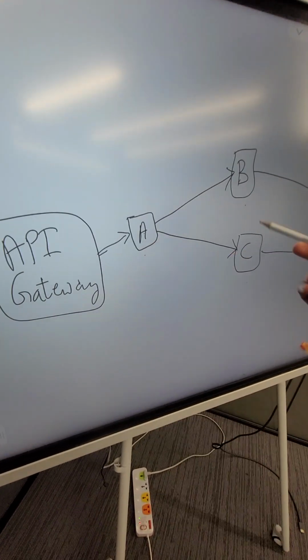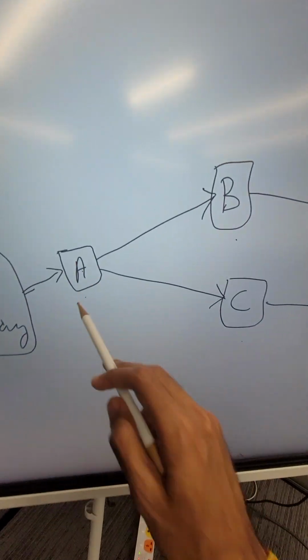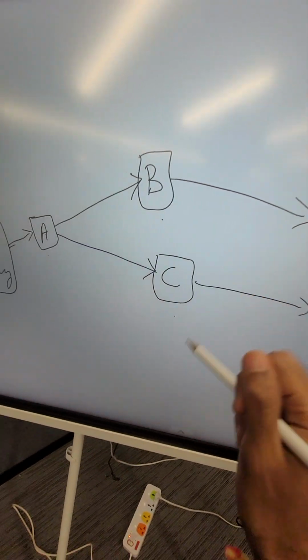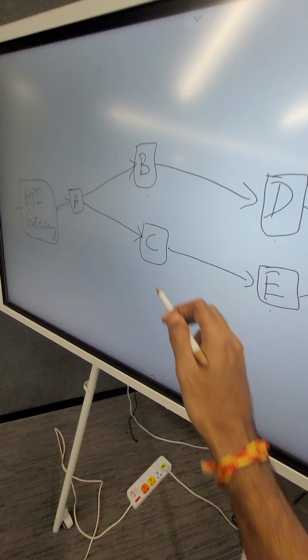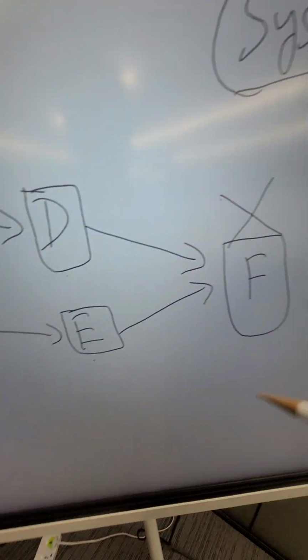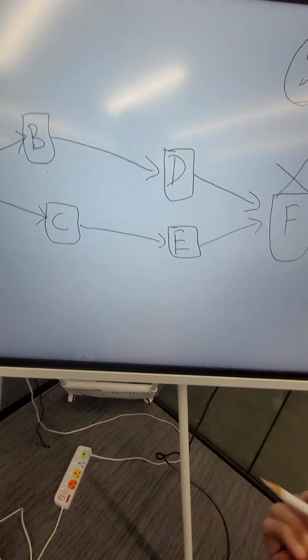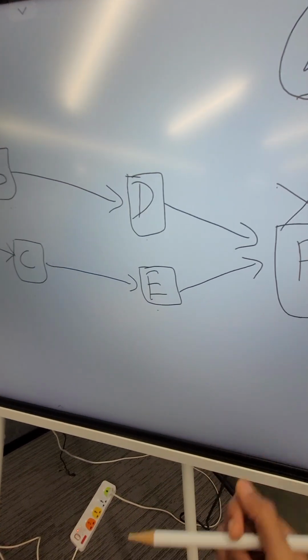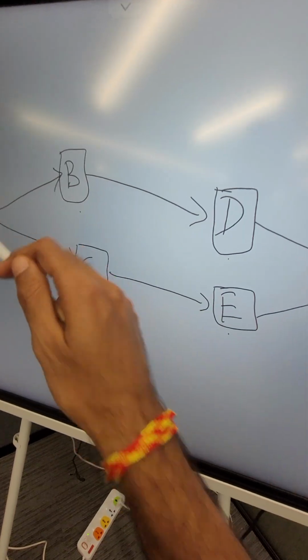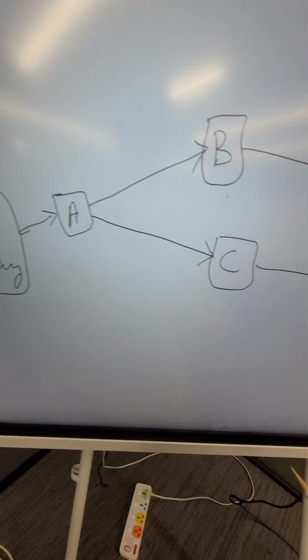I mean, this is assuming that A depends on the output of B and C, and B depends on the output of D, C depends on the output of E, and D and E depend on the output of F, right? If they are standalone and can work even if F fails, and each of them is standalone even if the dependent service fails, then it's great, right?